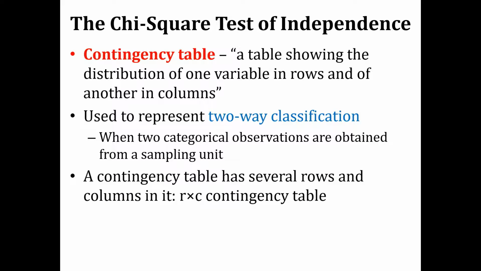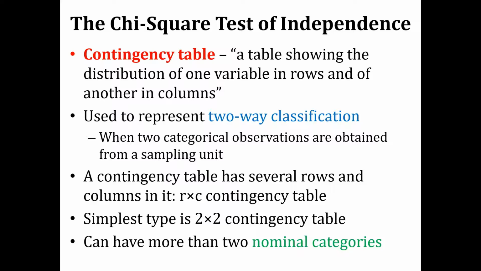So this is meant by a two-way classification. A contingency table has several rows and columns in it, and this is referred to as an R by C contingency table, where R represents the number of rows and C represents the number of columns. The simplest type of contingency table is a 2 by 2 contingency table, which has 2 rows and 2 columns. It means that each of the 2 variables has 2 nominal categories, but it can have more than 2 nominal categories. So this is a contingency table.